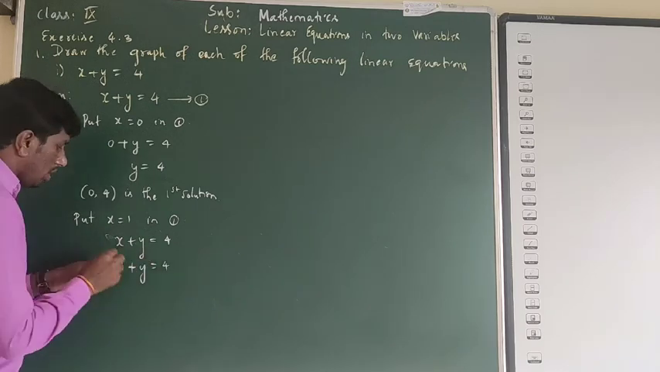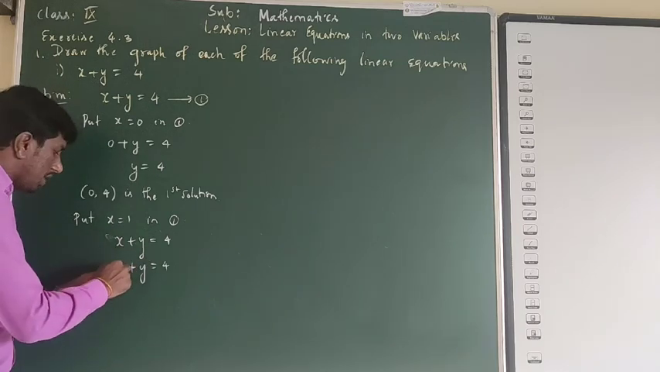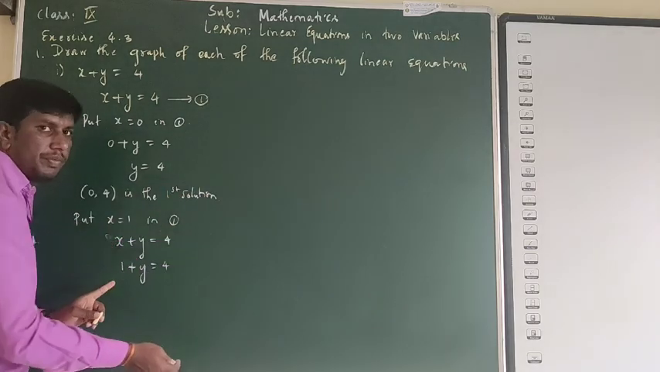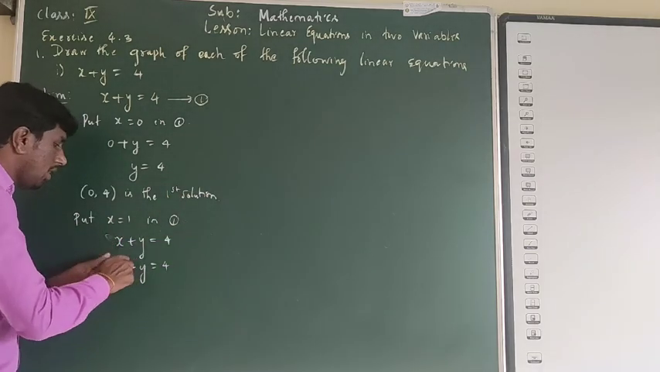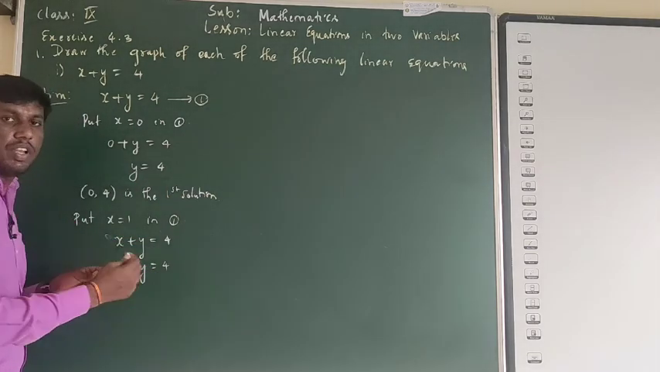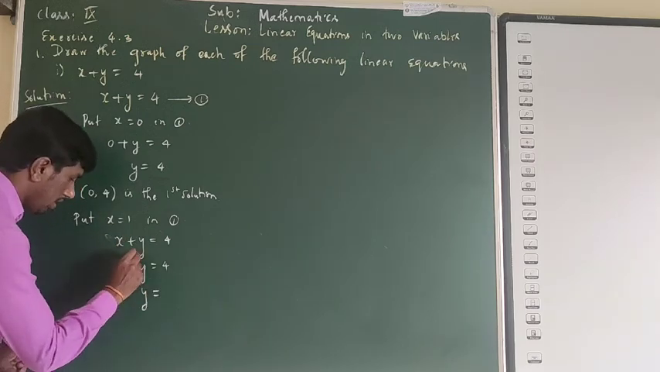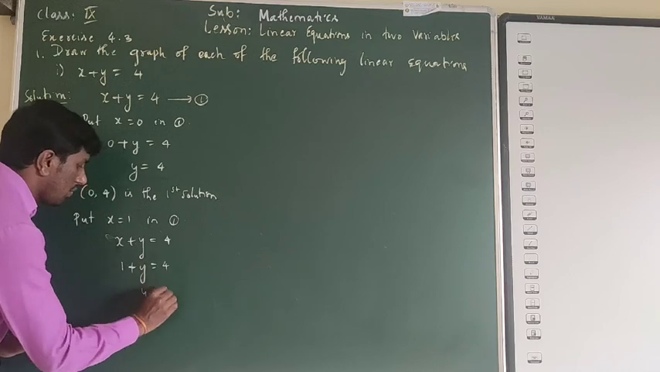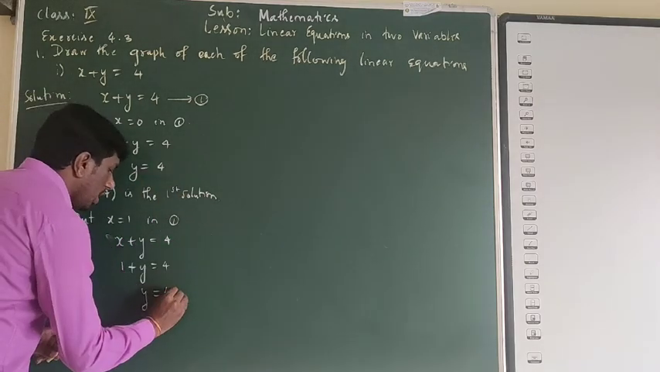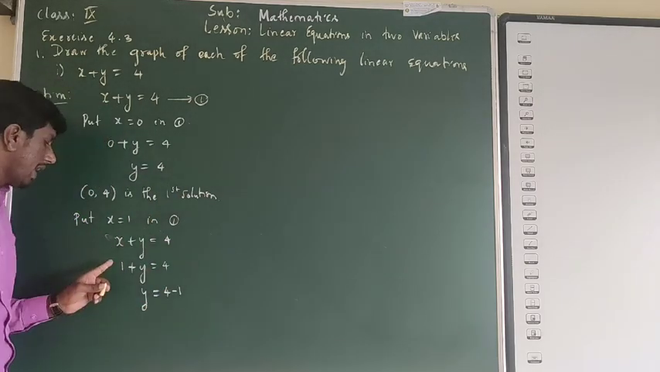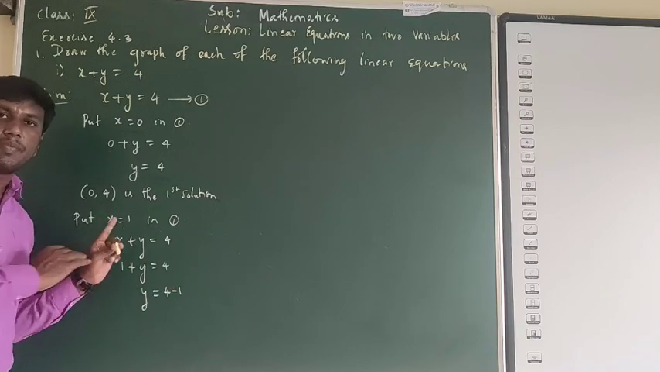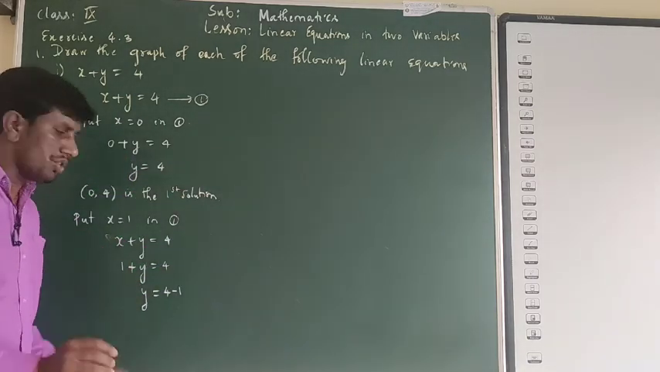Clear? Now to simplify this, I am transposing 1 to the other side. What will happen? Here 1 is added. If I send it to the other side, it will be subtracted. So on the LHS I keep y, and on the RHS 4. I am sending 1 to the other side, so it will become negative 1. Here it is added, there it is subtracted, because I am transposing, so the sign changes.